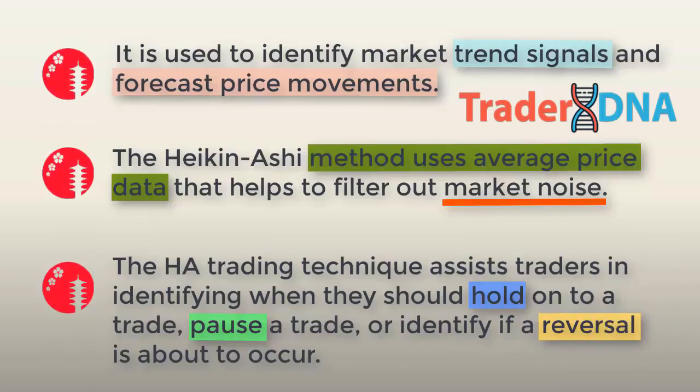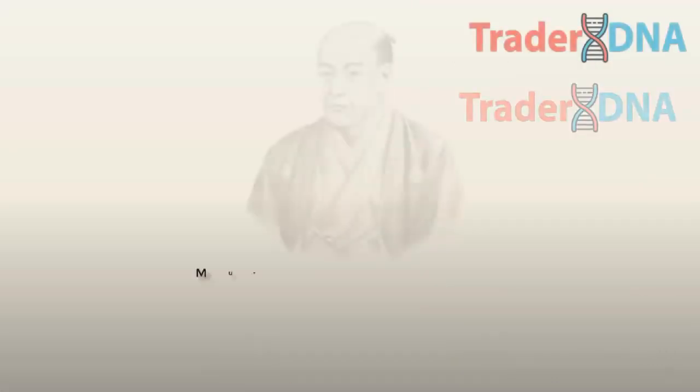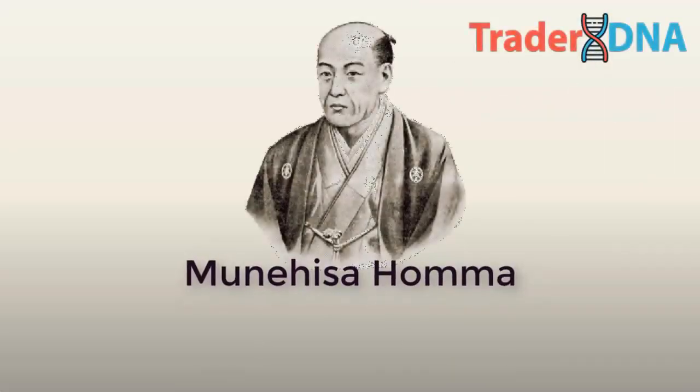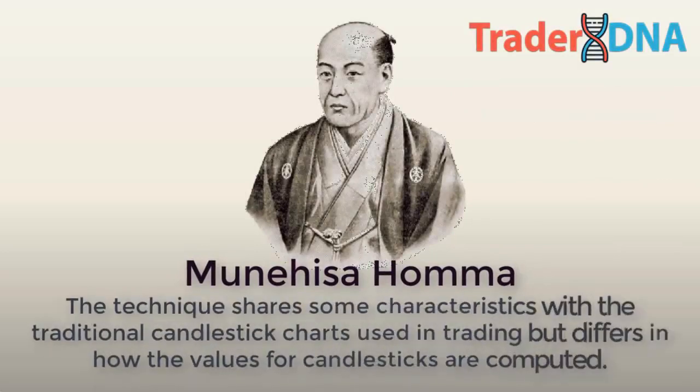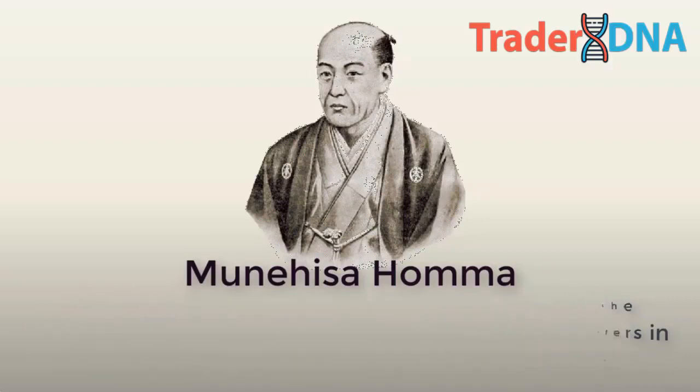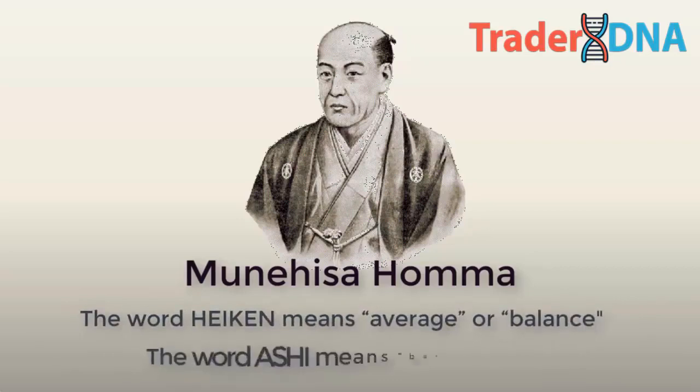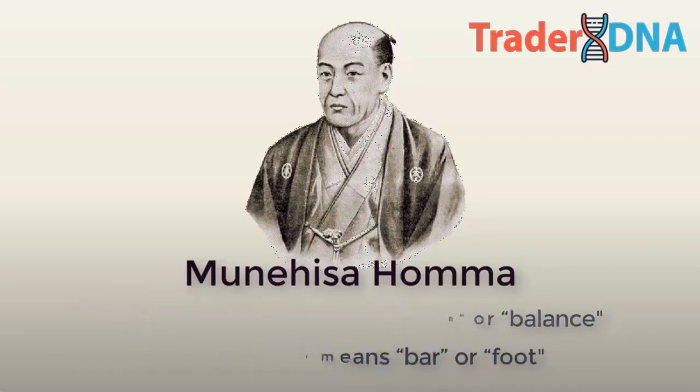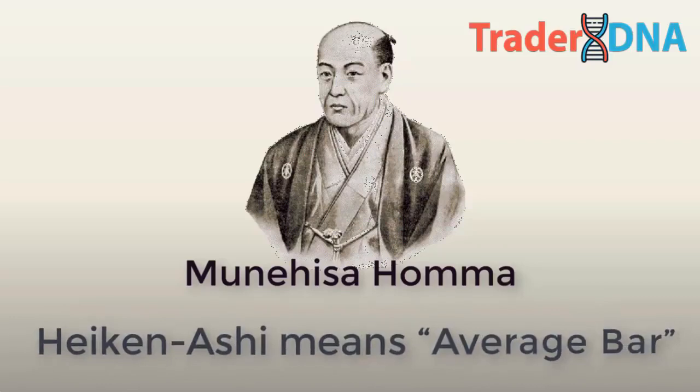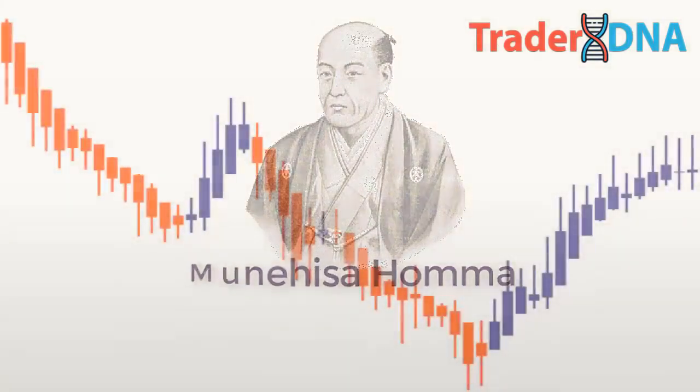The Heiken Ashi trading technique was developed by Munehisa Hama in the 1700s. The technique shares some characteristics with the traditional candlestick charts used in trading, but differs in how the values for candlesticks are computed. In Japan, the word Heiken means average or balance, and the word Ashi means bar or foot. Hence, Heiken Ashi means average bar, resonating with the trading technique, which uses the average price of the security.